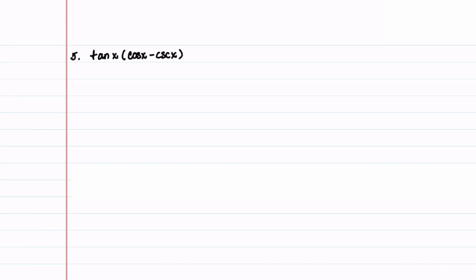I'm going to show you exactly how to simplify this trig expression. In this example, we're going to start by multiplying out tangent x. This gives us tangent x times cosine x minus tangent x times cosecant x.